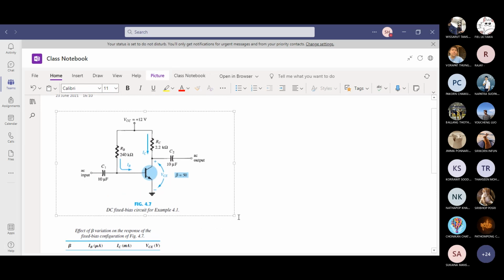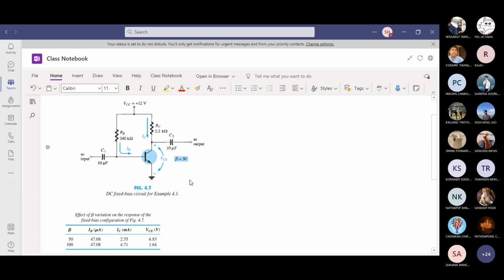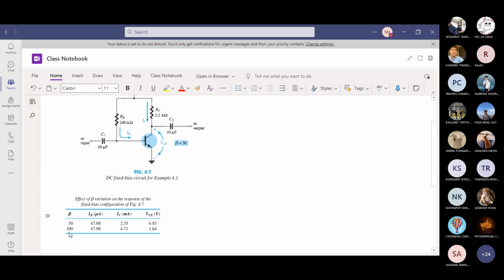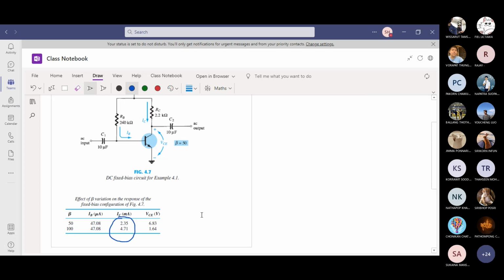Let me increase. This is a fixed bias. As you can see, you have RB, RC, there is no RE. Initially, we started with a beta of 50. Now, when beta changes because of temperature, it became double, 100. See what happens to IC and VCE. IC changes from 2.35 milliamp to 4.7, more than double. The output voltage dropped from almost 7 volt to 1.6 volt. That's a huge swing. This is the effect of changing beta on a fixed bias circuit.